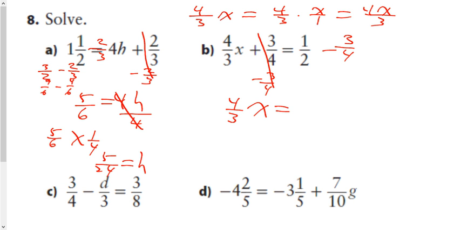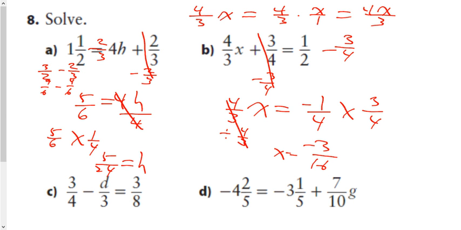What's 1/2 take away 3/4? A negative quarter. And then divide both sides by the coefficient, which would be the same thing as multiplying by the reciprocal. You're going to end up with negative 3/16.